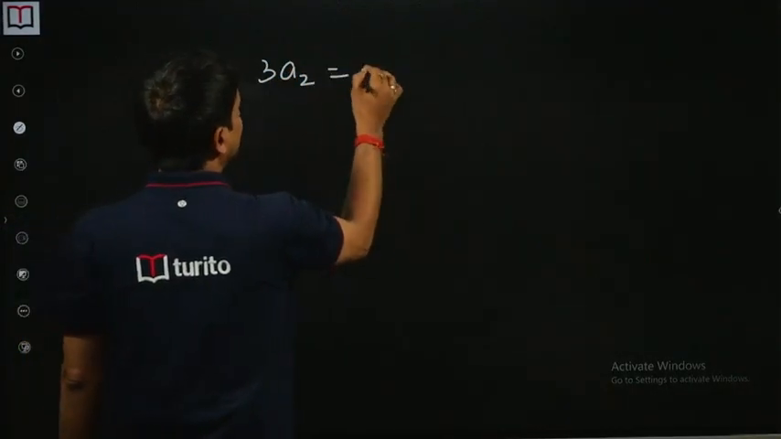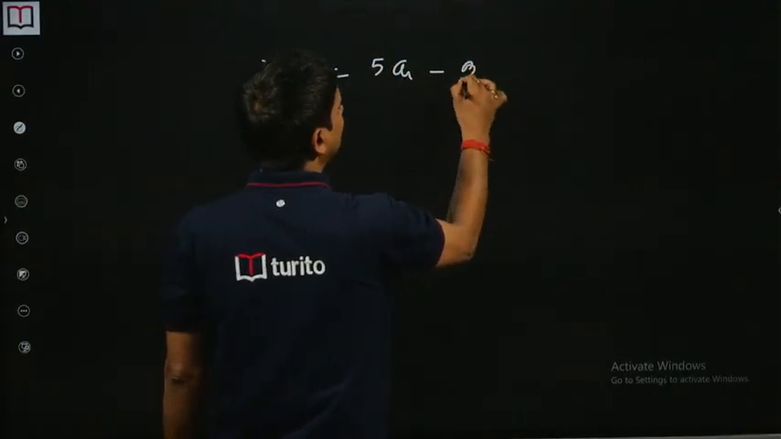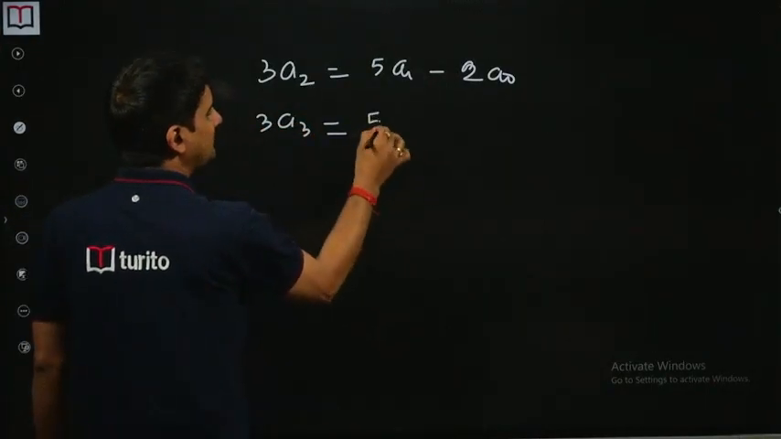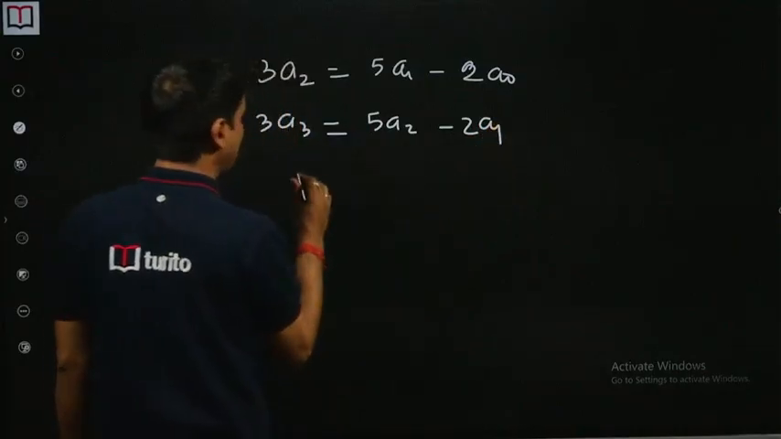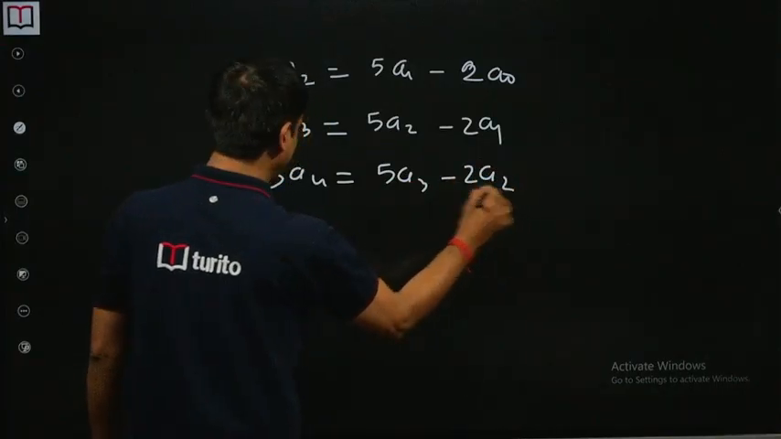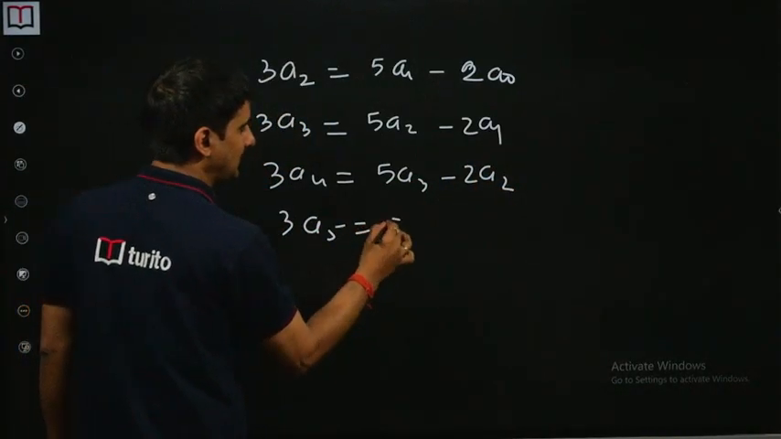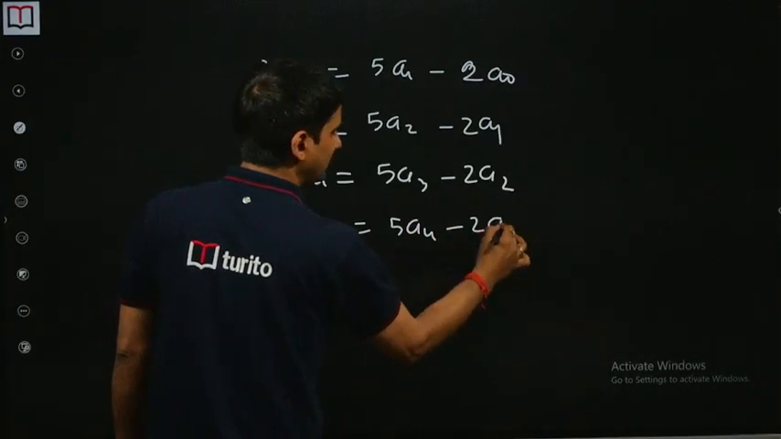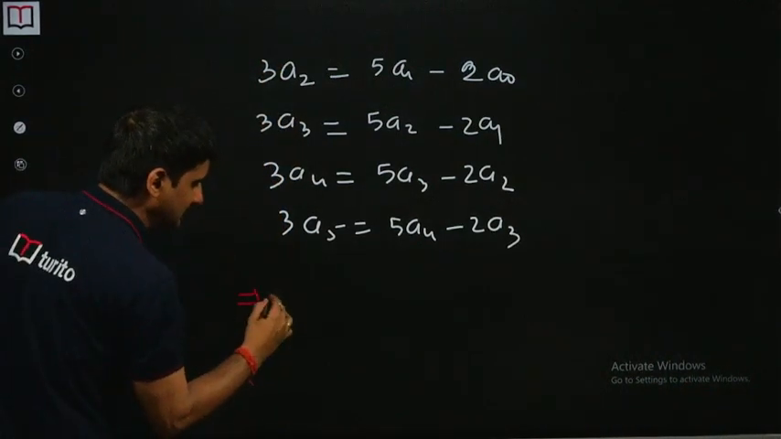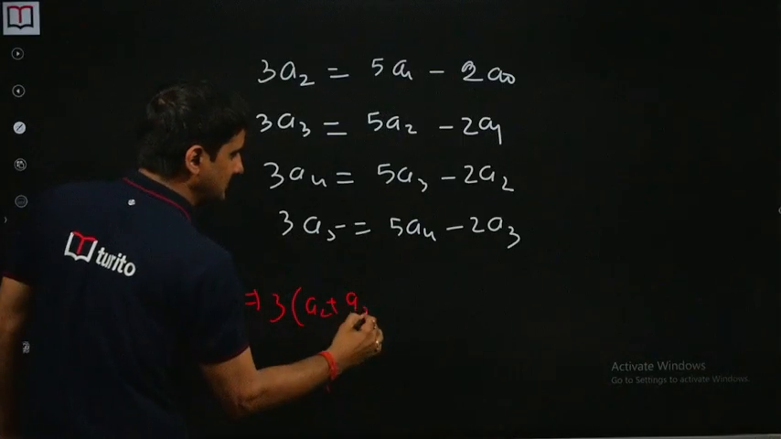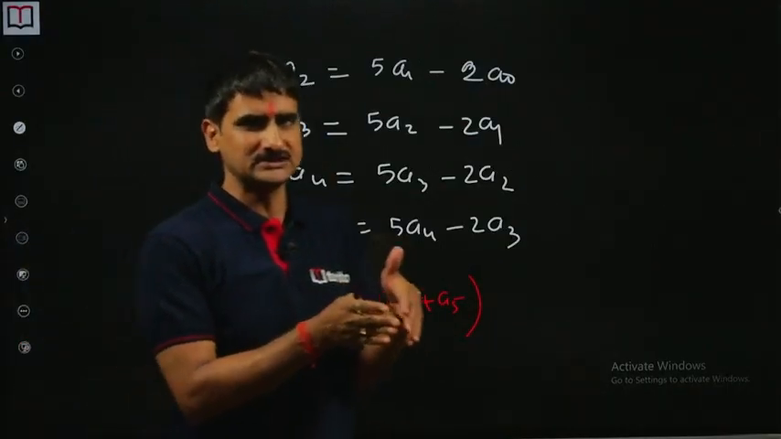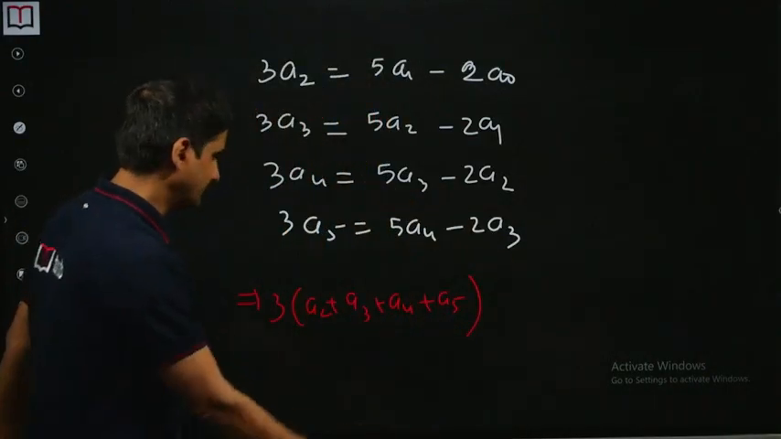3a2 is 5a1 minus 2a0. Fair enough. Then 3a3 is 5a2 minus 2a1. See, that's a pattern which I can see here, bacho. So 3a4 is 5a3 minus 2a2, and then 3a5 is 5a4 minus 2a3. Right, now just add them up. So what do we get? 3 times a2 plus a3 plus a4 plus a5. Mind it that we need a1 plus a2 plus a3 plus a4 plus a5. Okay, so what do we get?